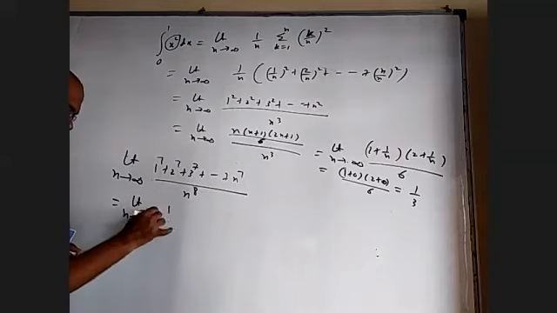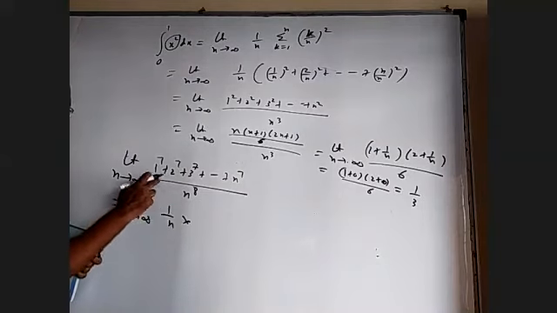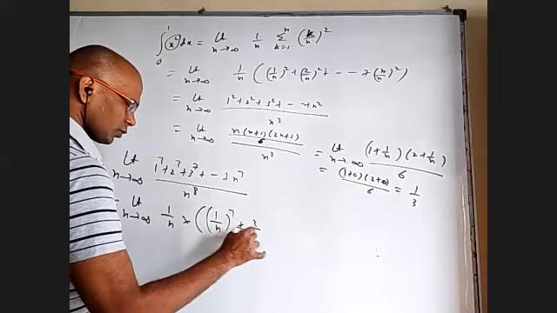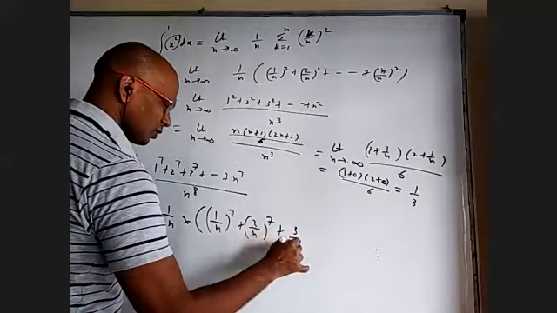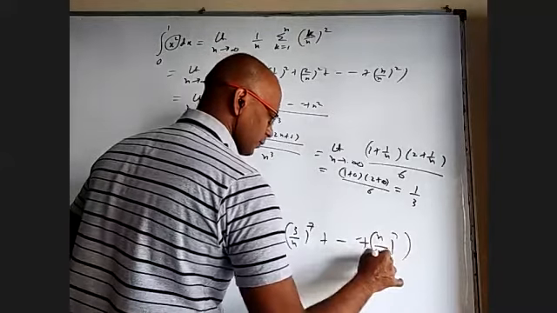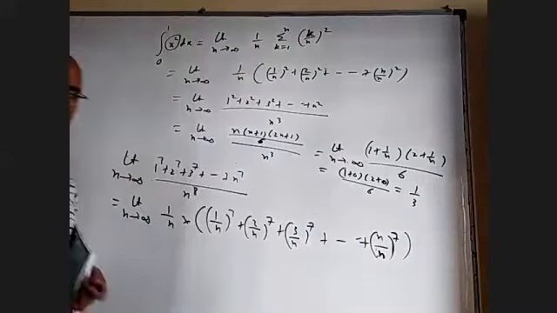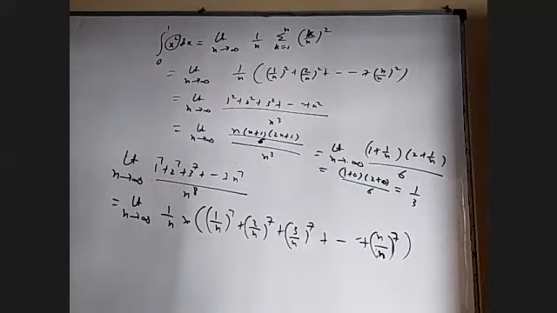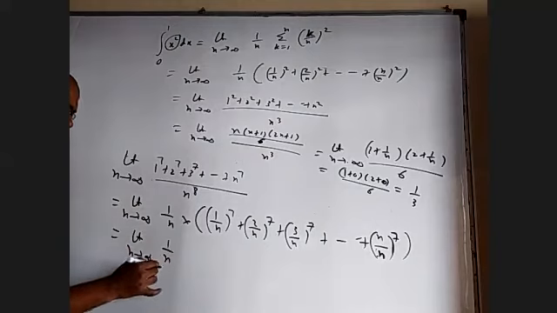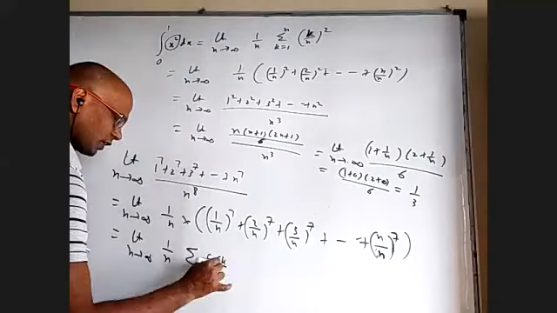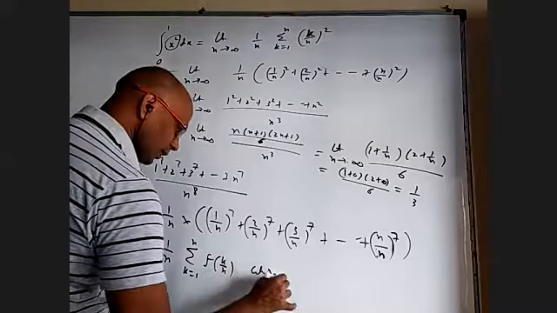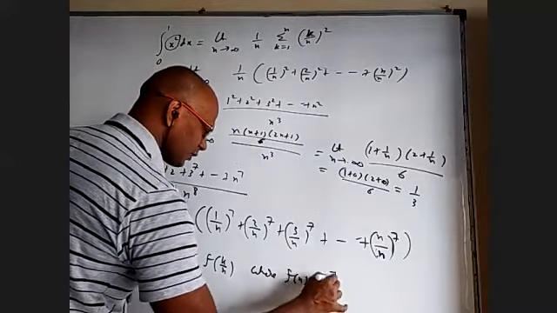I'll borrow one n outside, and divide n^7 into every term here. So I'll be getting (1/n)^7, (2/n)^7, (3/n)^7, so on up to (n/n)^7. Which is actually limit n tends to infinity of 1/n sigma f of k/n, where k equals 1 to n, where f of x is equal to x^7.